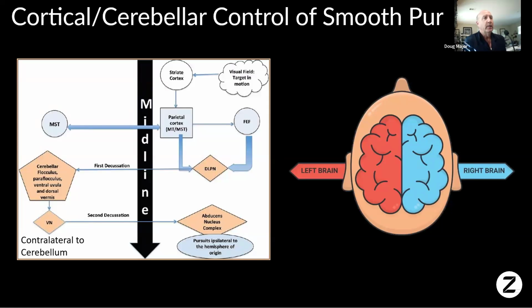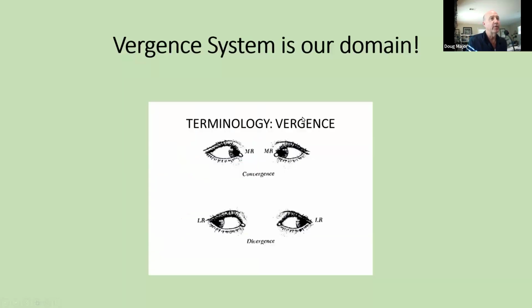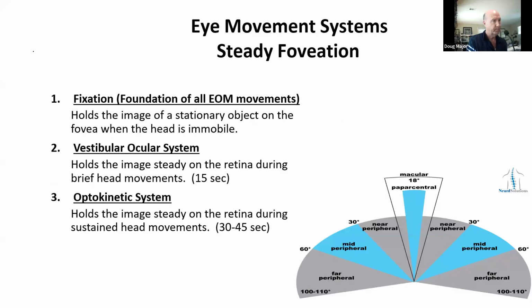On the pursuit side, just a point to remember: as you pursue to your right, that is right brain activity; pursue to your left, and it crosses over to the cerebellum on the other side, and we'll get more in depth on that in a little bit. But just this general set. And of course, the vergence system is our domain. I'm not going to spend a lot of time on that; just be aware that the z-axis is important to all these systems. So steady movement, and remember the flocculus and paraflocculus have a lot to do with this foundational skill, which is holding an image still.